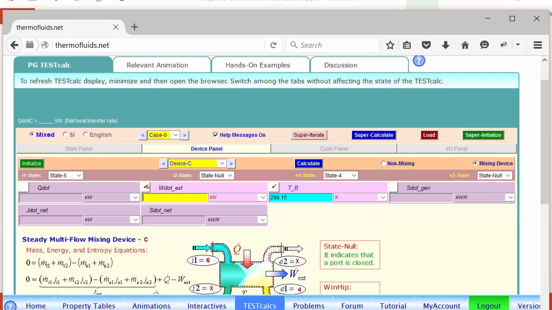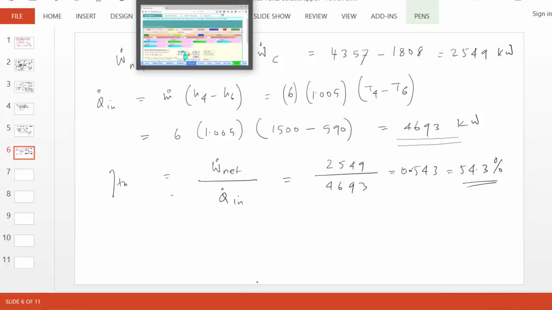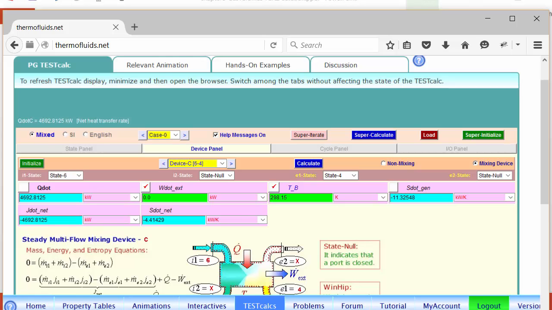There is no work transfer. So 4692, this is the heat transfer in the combustion chamber. So essentially we are verifying Q dot in. So this is the number we just got. But still we have 2 more devices. One is the regenerator and another is the heat exchanger to get the air back to state 1.